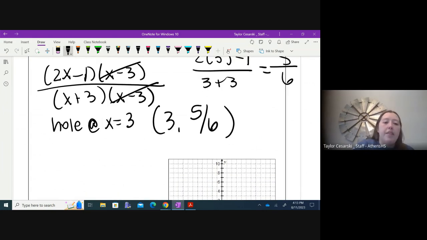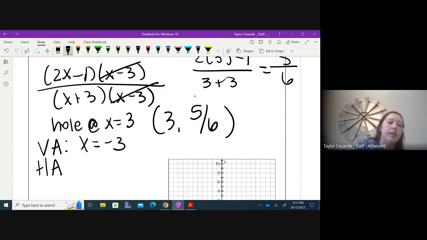Okay, then let's do the vertical asymptote. What's left in the denominator? x plus 3 is left in the denominator. Set it equal to 0. I get x equals negative 3. Horizontal asymptote, the degree is the same on the top and the bottom. Divide your leading coefficients. y equals 2.